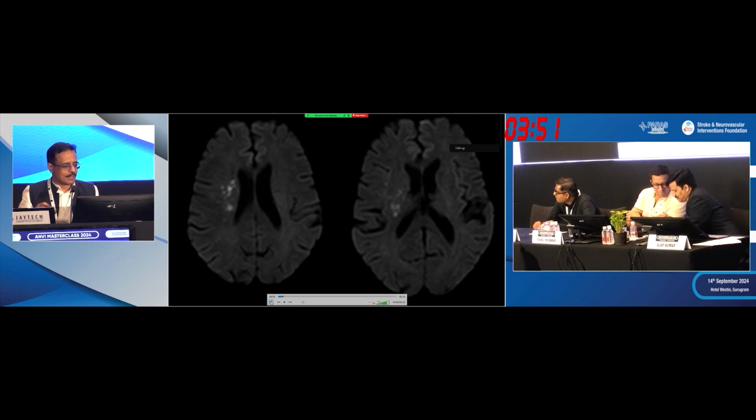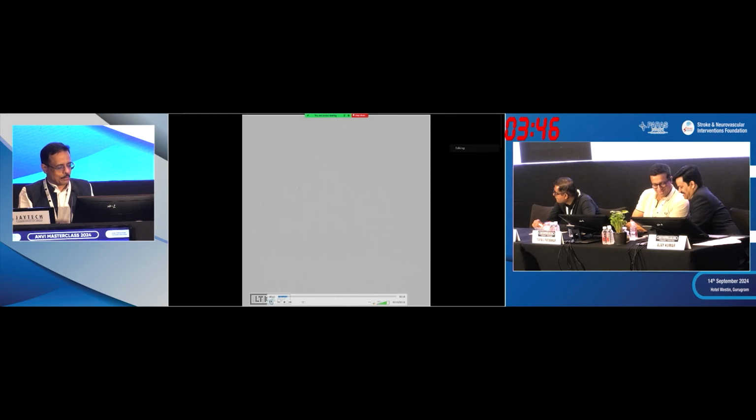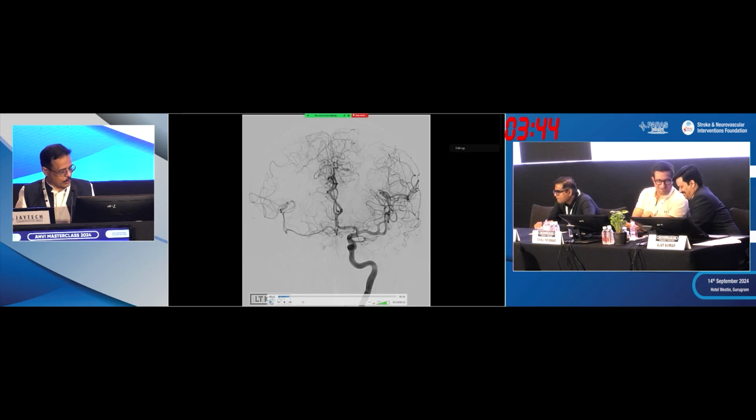I just want to tell, I always keep a second catheter on a lesion like this. I do not come up without seeing that last bit.